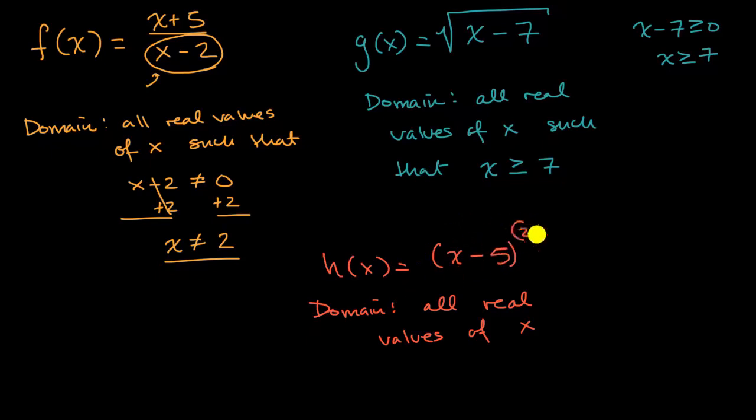Well, we can square any value. You give me any real number, and if I square it, I'm just going to get another real number. And so x minus 5 can be equal to anything, and so x can be equal to anything. So here, the domain is all real values of x. We didn't have to constrain it in any way like we did the other two.